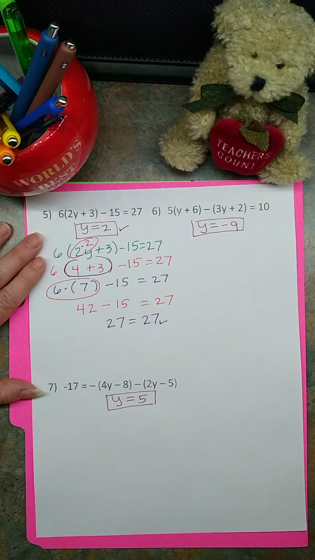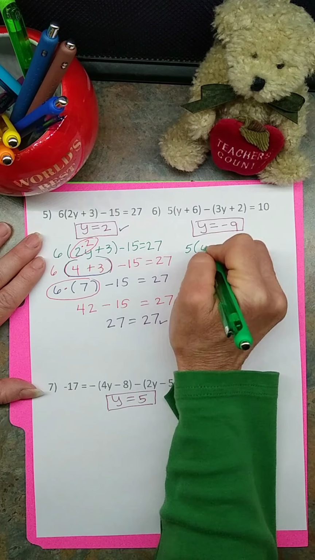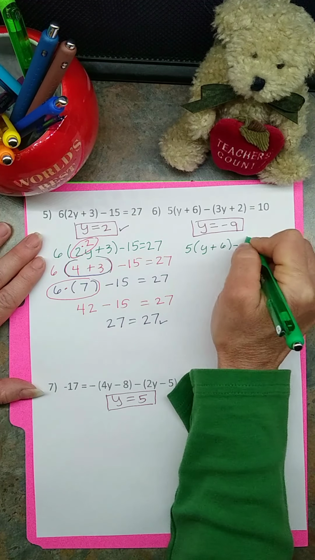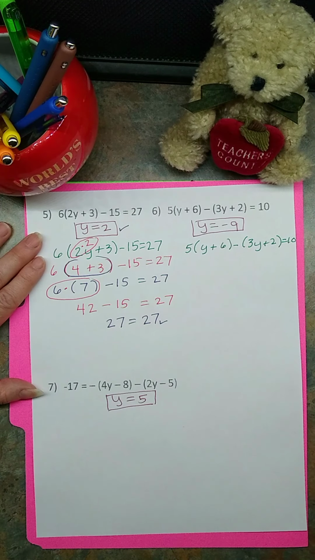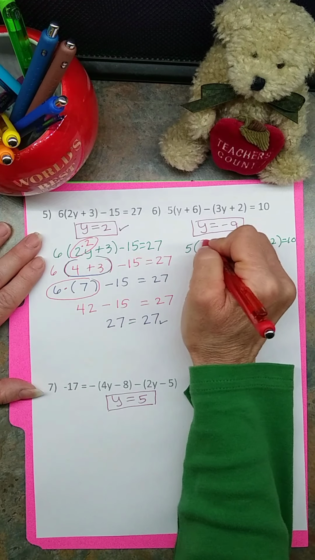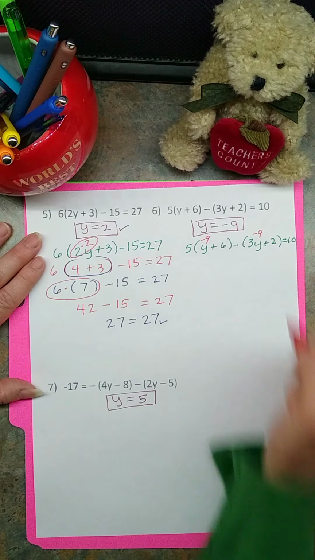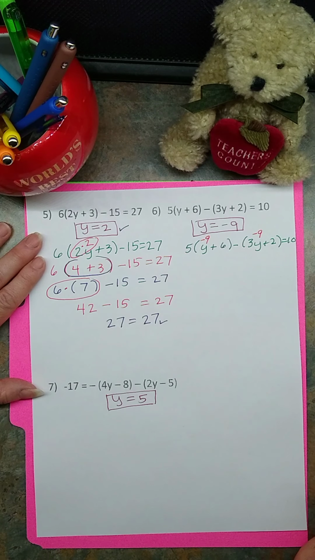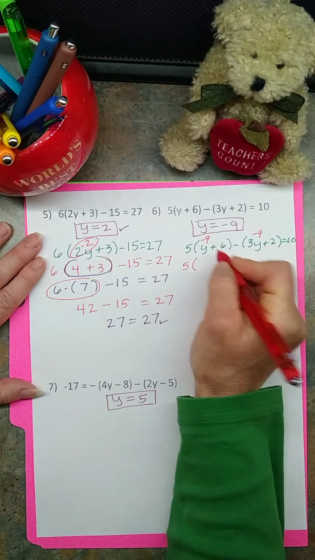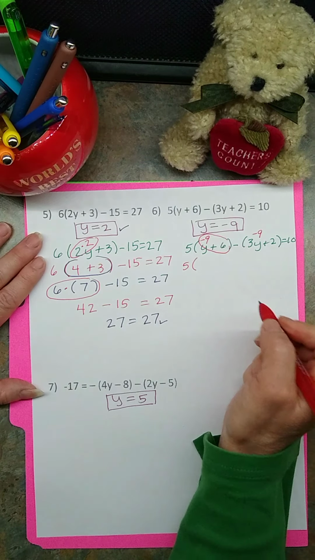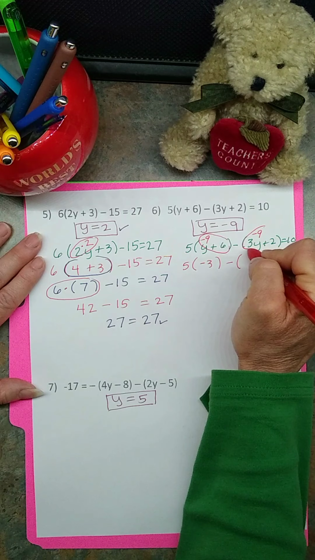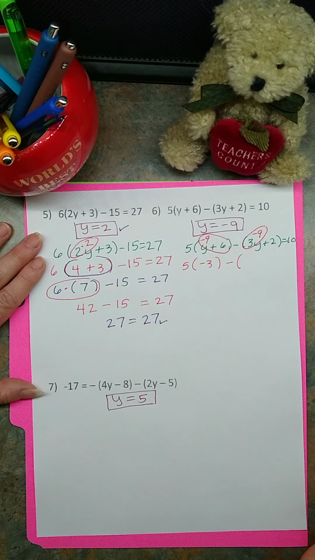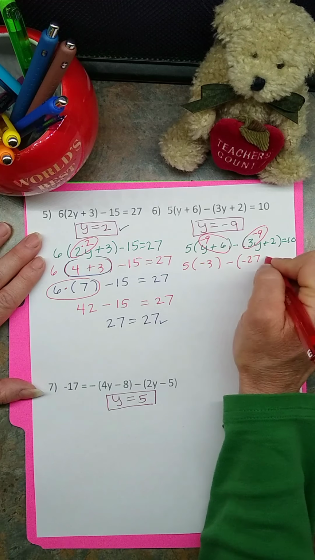Let's check number 6. Write the original problem exactly as you see it. In the spot marked y, put the value -9. You'll find that y is here, but it's also here as well. So put that value -9. Do what's inside of parentheses first. -9 and 6 added together is -3. I'm going to do this multiplication at the same time. 3 times -9 is -27.